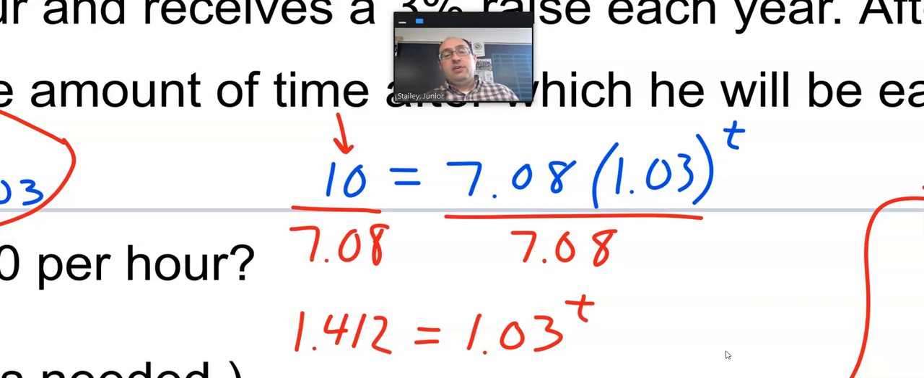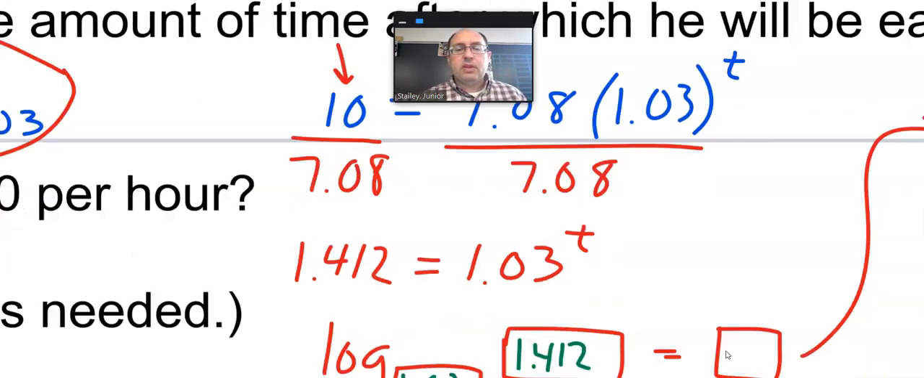Well, the first thing we've got to do, no, we're not distributing 7.08 to 1.03. They don't have the same exponent, so you can't do that little trick. You've got to divide it out and move it to the other side. So we divide it by 7.08, and we get 1.412. Yes, we had to round that.